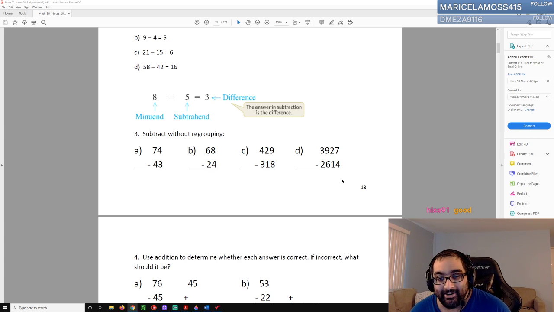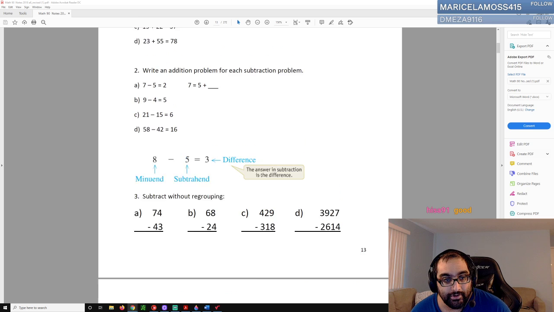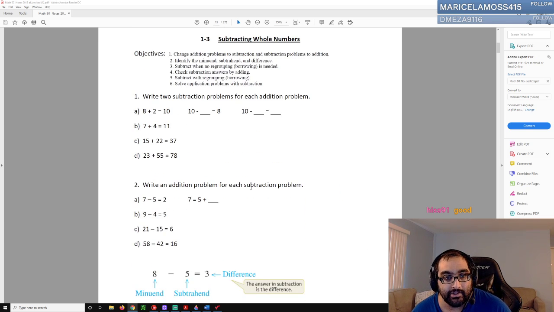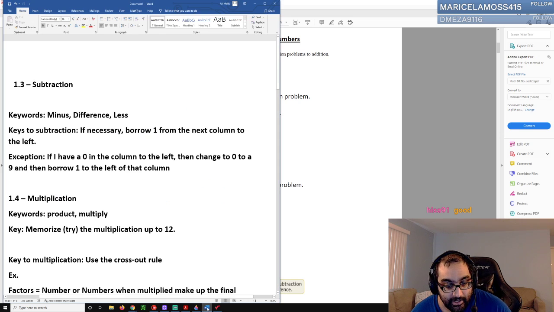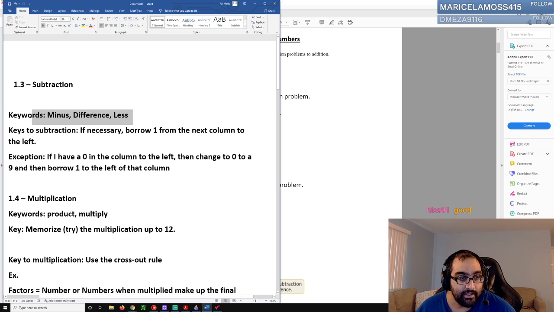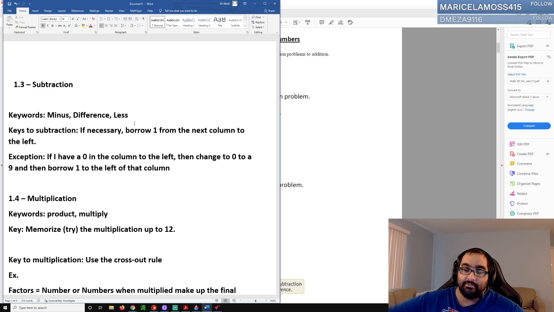First things first, let's talk about section 1.3, subtracting whole numbers. If we subtract whole numbers, there are some keywords: minus, difference, and less. You'll see in word problems less, minus, difference of some variety, or how much more is something compared to another, whatever the case may be.